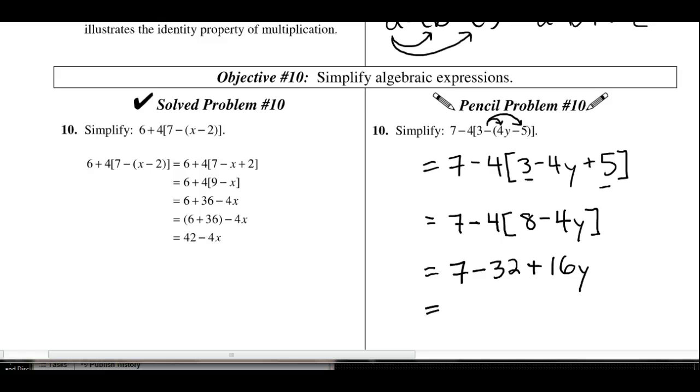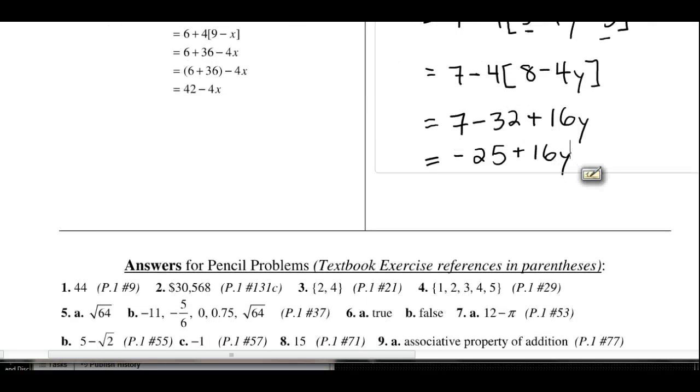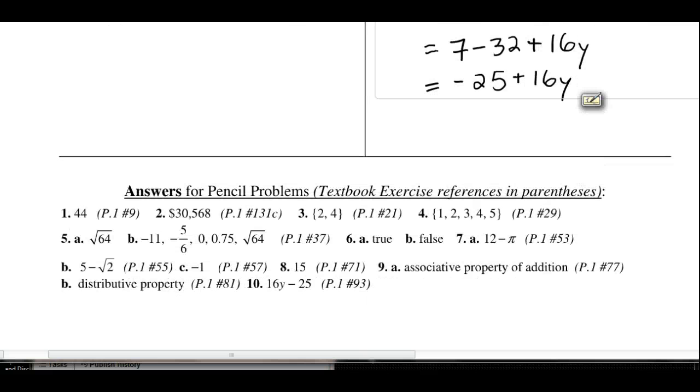Okay, now what's left? Well, 7 and minus 32 can combine. So that gives us negative 25 plus 16y. And we're all done. So, again, you can always come down to the bottom to get the answers for the pencil problems and check our last one. They have it as 16y minus 25. We have minus 25 plus 16y. But by the commutative property, those two are really the same.